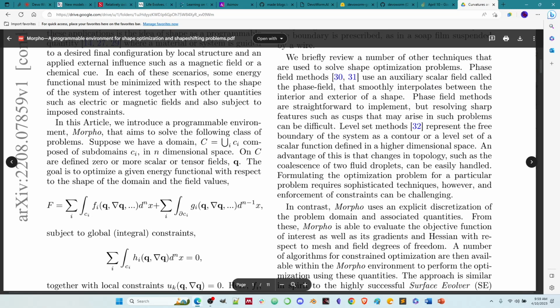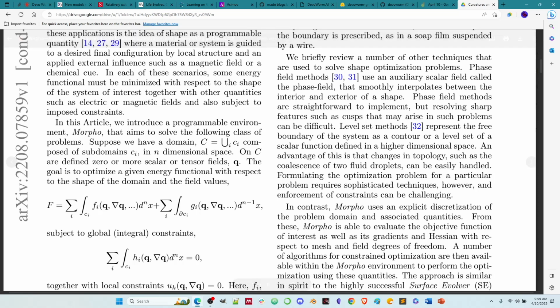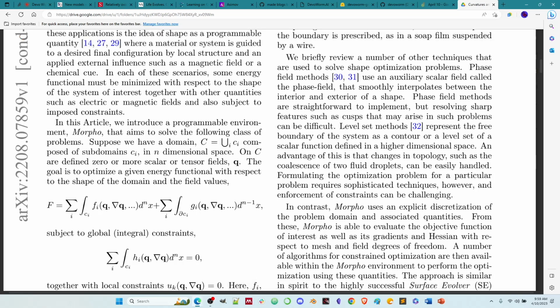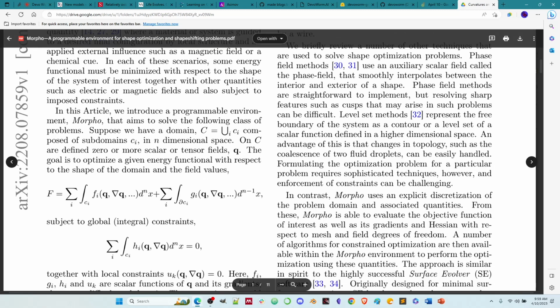One option to do this is level set methods, where you represent the free boundary of the system as a contour or a level set of a scalar function defined in a higher dimensional space. So you can capture changes in topology and handle them easily, but you need to formulate the optimization problem, and you need to use a lot of sophisticated techniques.